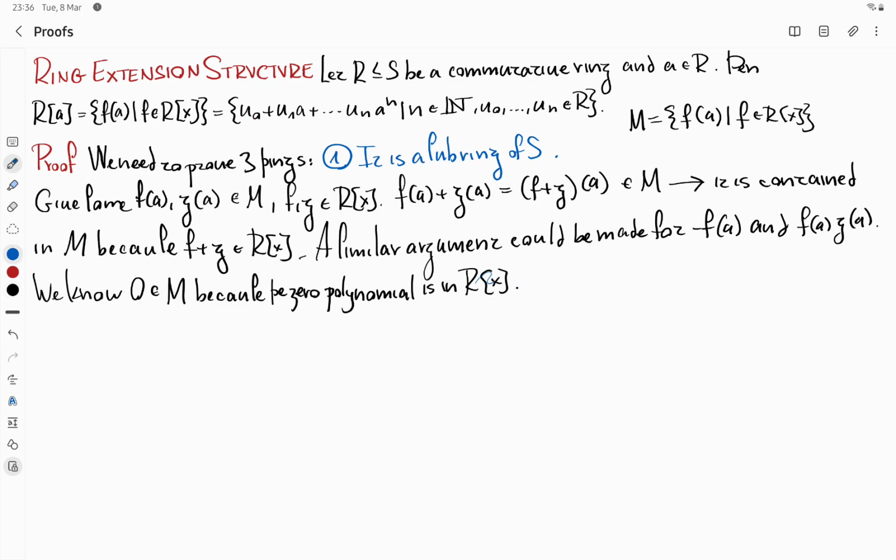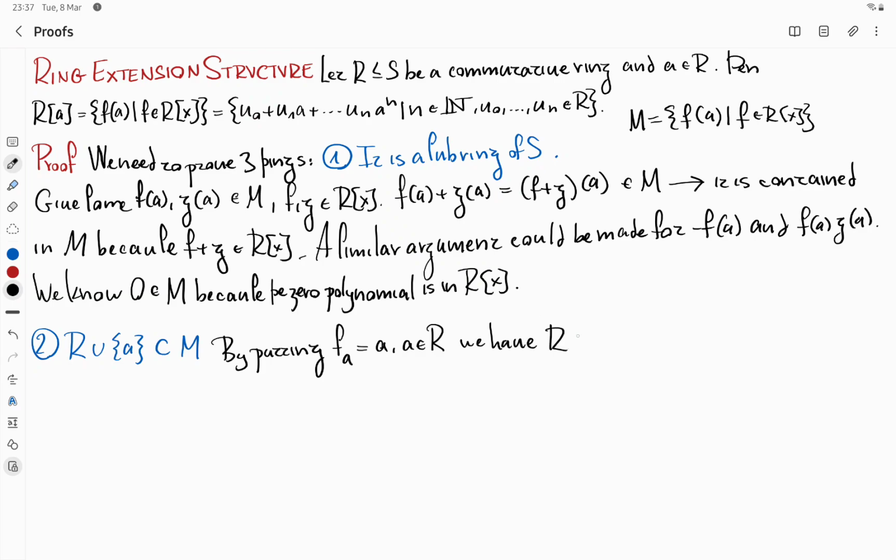Now, the second claim we need to prove to get to our general claim is that both R and the element A are contained in M. And by R here we mean the underlying set of the ring R. Alright, that's not so difficult to show. Well, by putting f(x) equal to the constant term a, where for all a in the underlying set of R, we have the underlying set of R being a subset of M.